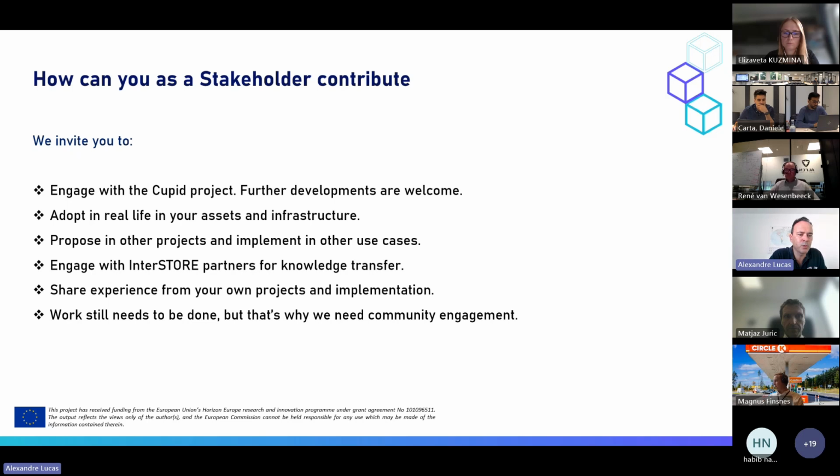Also, we invite you to engage with InterSTORE partners for knowledge transfer. We were engaged with three stakeholders recently, and they had their own developments, their own implementation. They were learning new things, and they were sharing with us. So this is what the community does, and this is why we want to incentivize community engagement, to learn from each other. So in the end, it's to share experience of your own projects and implementation. And as I said before, work still needs to be done, and that's why we need you as a community.